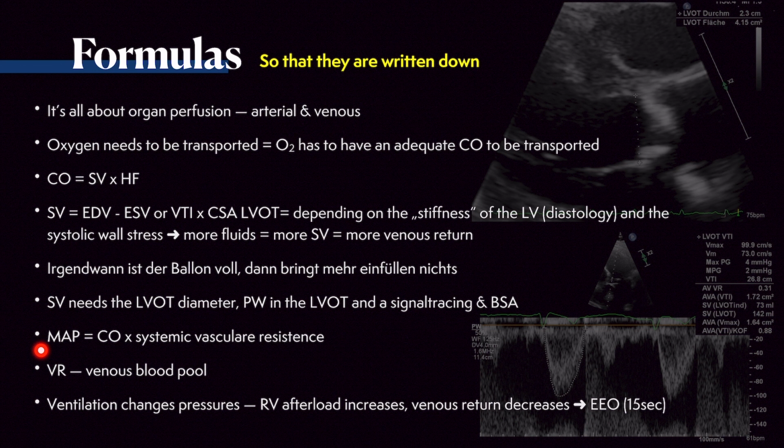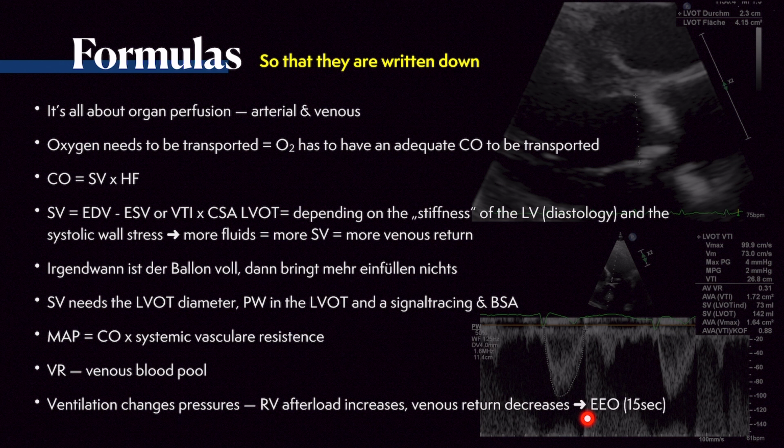Furthermore, it is about having a blood pressure which is normal and enough for organ perfusion. So the mean arterial pressure you can measure with cardiac output times the systemic vascular resistance. The systemic vascular resistance, on the other hand, is related to the venous blood pool, and we will talk about the venous congestion in a bit. And you can also even use ventilation.